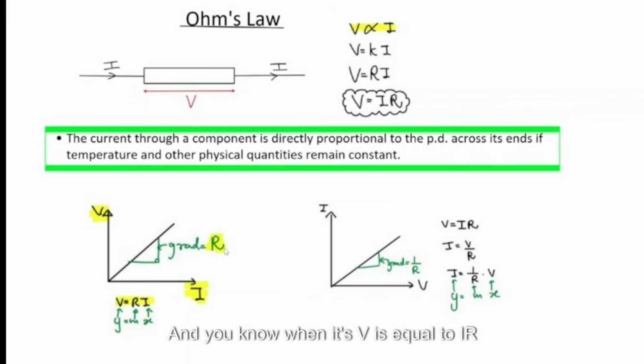And you know, when it's V is equal to IR, and you can see here when it's a VI graph, the gradient gives you R. However, in an IV graph, the gradient gives you the reciprocal of R.